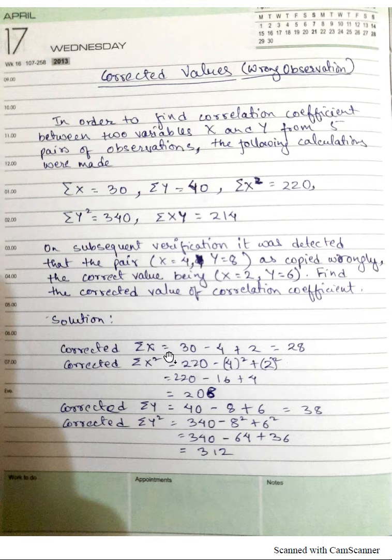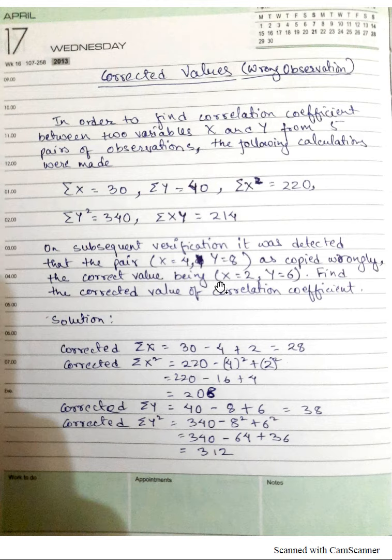So what we do: the corrected summation x is equal to 30 minus the wrong data, that is 4, plus the correct data, that is 2, which is equal to 28. So this is the corrected summation x. Now for summation x square, summation x square was found to be 220. So we subtract the wrong value again here. It is the addition of all the values of x square. So we take the square of every value of x and we add them together, and we get summation x square.